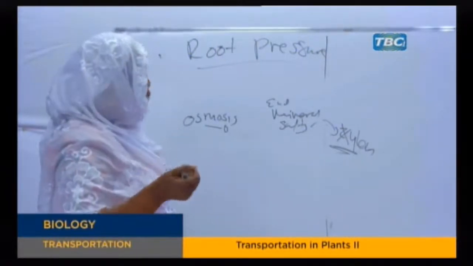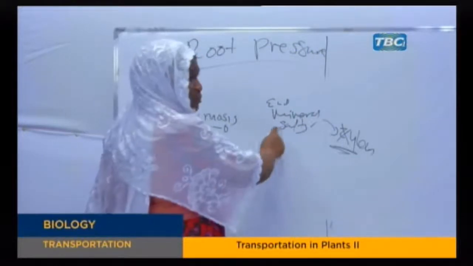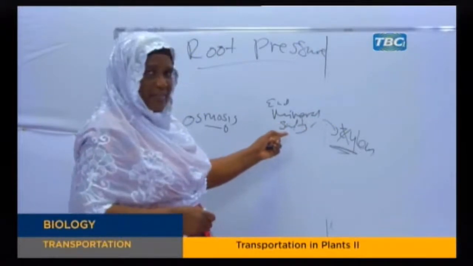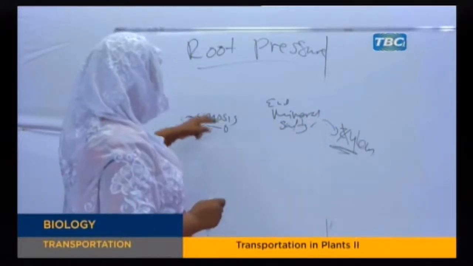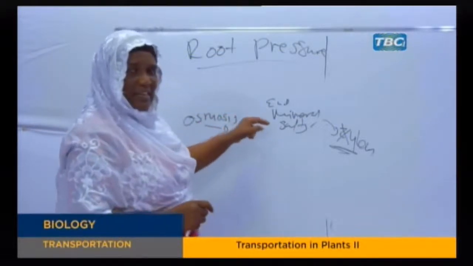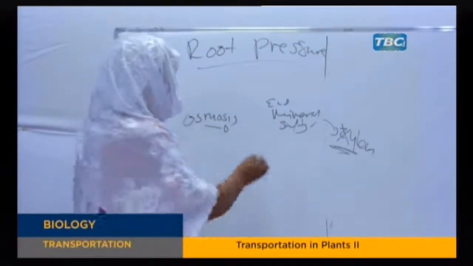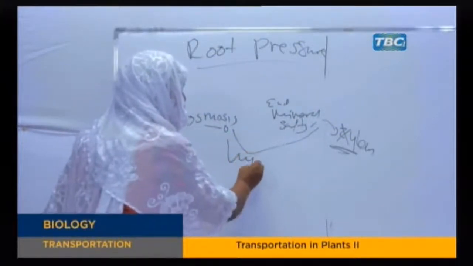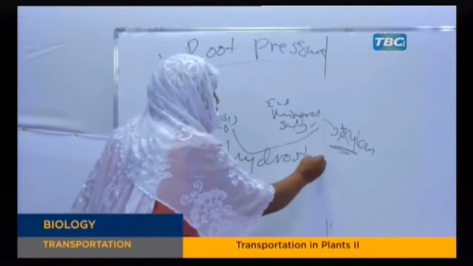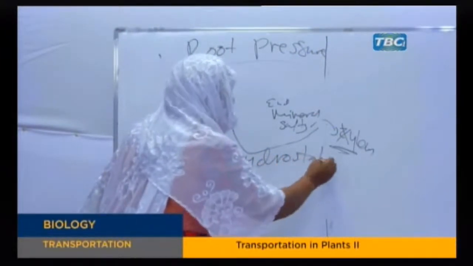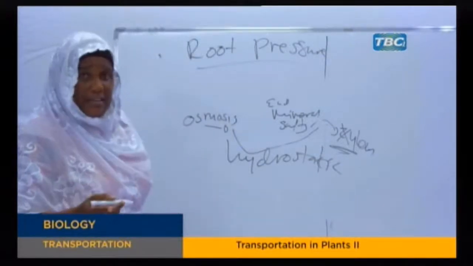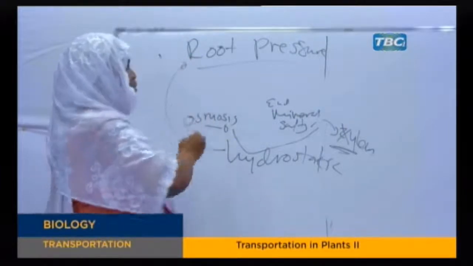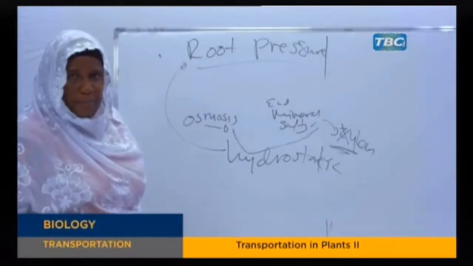That force will pull water from the neighboring cells. At the same time, osmosis still takes place. So these forces create hydrostatic pressure. That hydrostatic pressure is the one which builds the so-called root pressure.